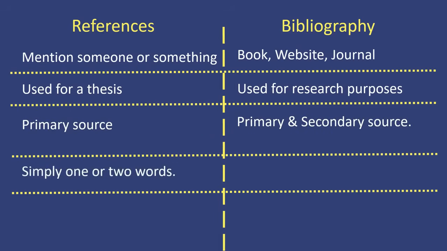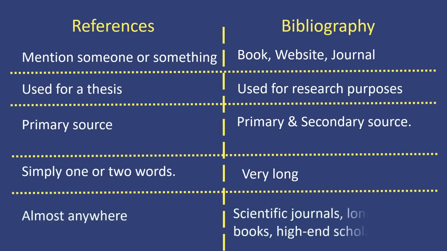A reference is simply one or two words. A bibliography is often very long by reason of showcasing the publisher's location, publishing house, copyright date, title, editor, or author. You will come across references almost everywhere. Bibliographies are for the large part reserved for those complicated scientific journals, long history books, and other high-end scholarly materials.